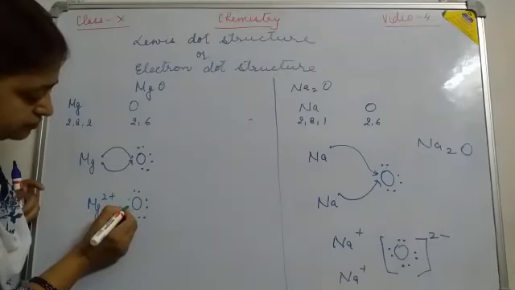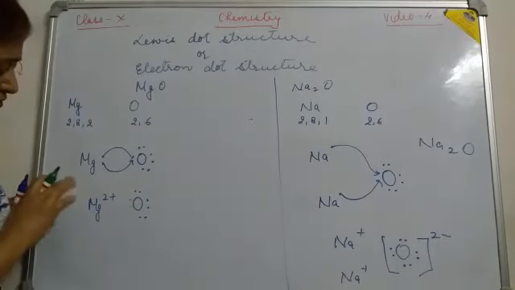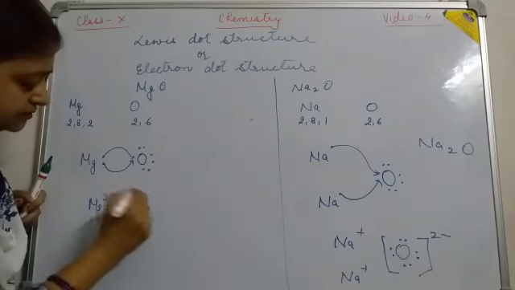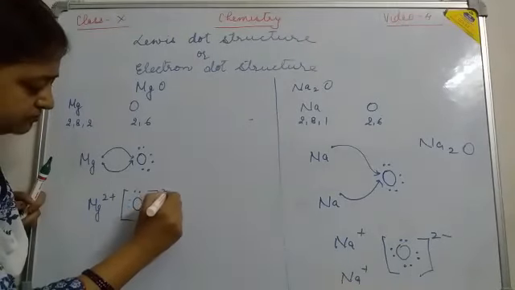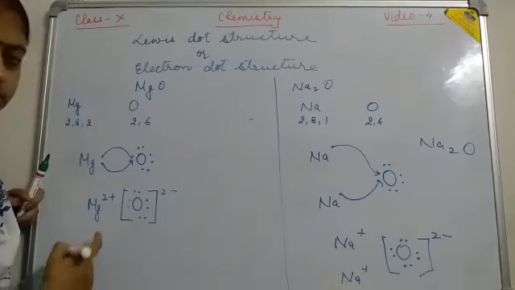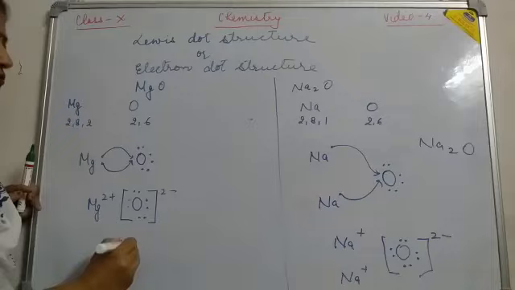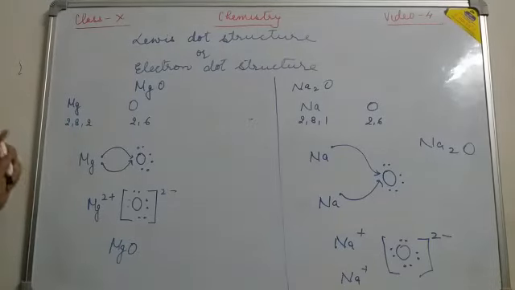These 2 electrons of magnesium are transferred, so magnesium now becomes Mg 2 plus and oxygen becomes 2 minus. This is the formation of the bond in magnesium oxide. Formation of MgO. Next is magnesium chloride.